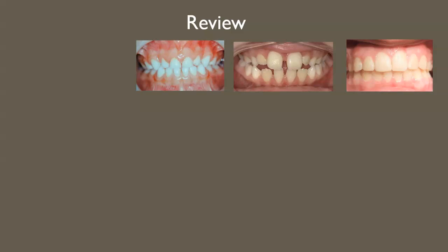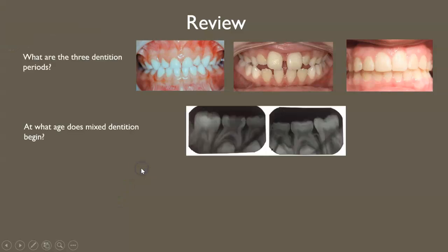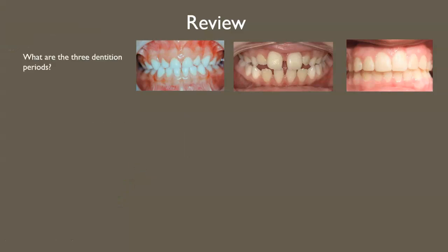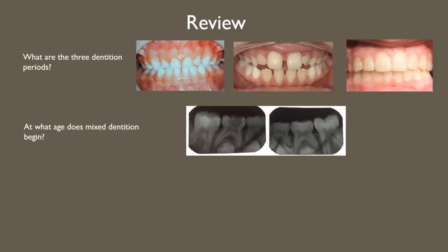So with this question, it is asking, what are the 3 dentition periods? I'll give you just a few minutes to think about this. If you are thinking primary, which is this one on the left, mixed dentition in the middle, and permanent on the right, then you are correct.